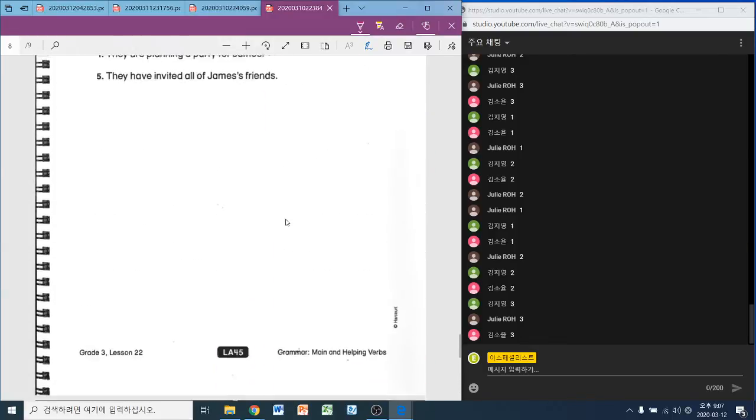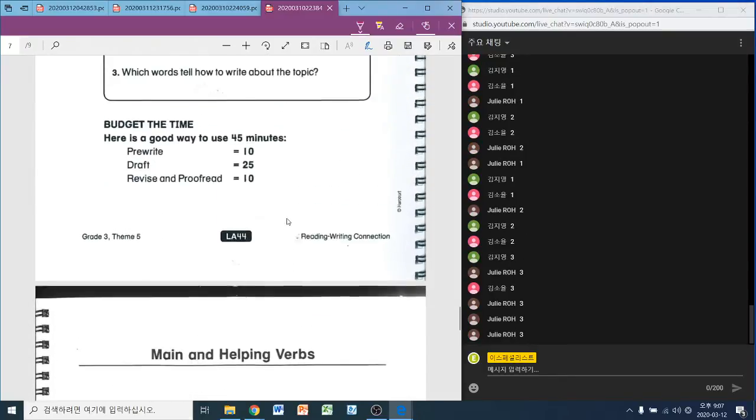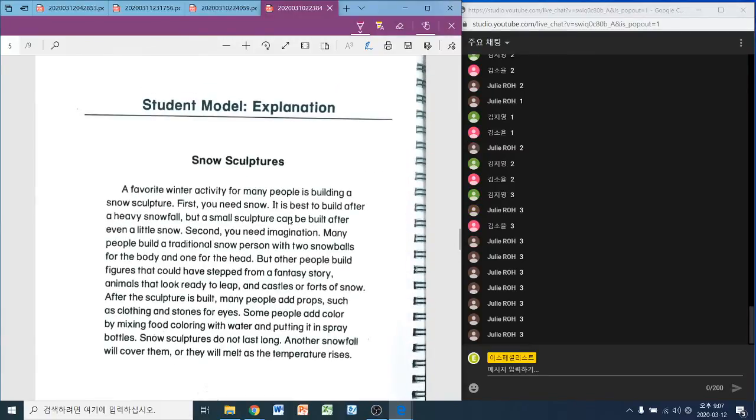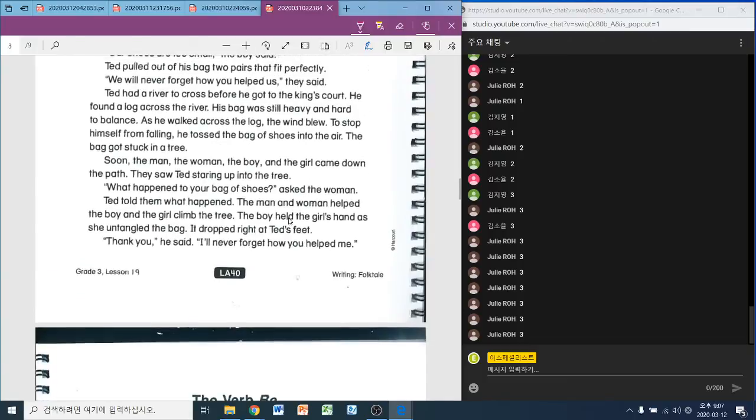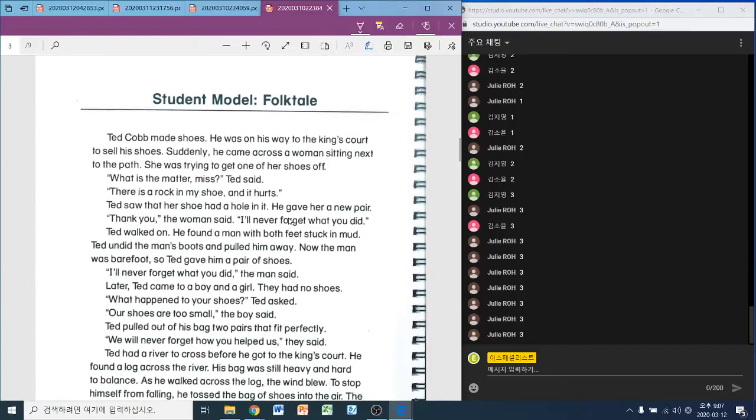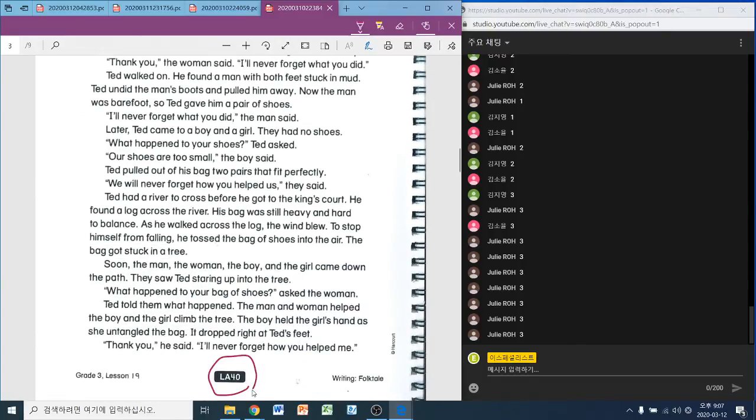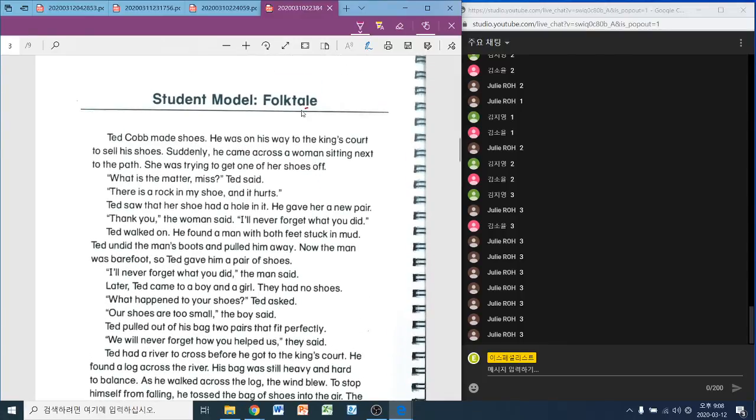Then we are going to go to page 40. Okay, everybody? Page 40, please. Find your book, page 40. Page 40 is talking about folk tale. Folk tale, okay? So find the page, everybody. And if you're ready, then tell me you're ready.